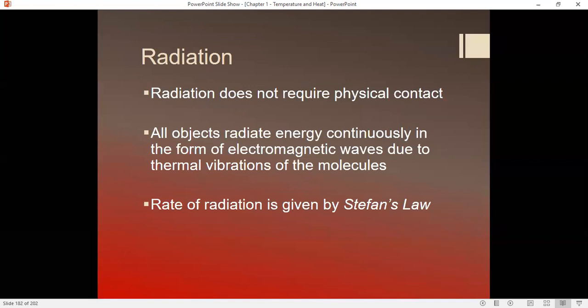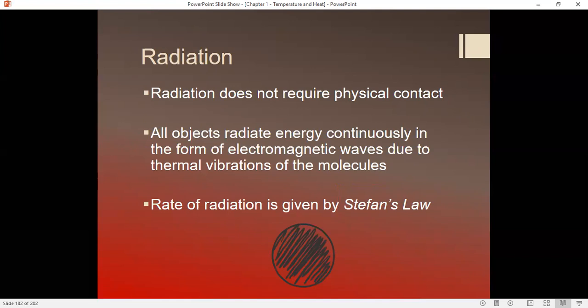Okay, radiation does not require physical contact like convection and conduction do. Radiation obeys something called Stefan's law. And this depends on a few different things about the object. Now, we're going to talk about something called a black body. And a black body is, as its name implies, a very dark surfaced object which absorbs light very easily.